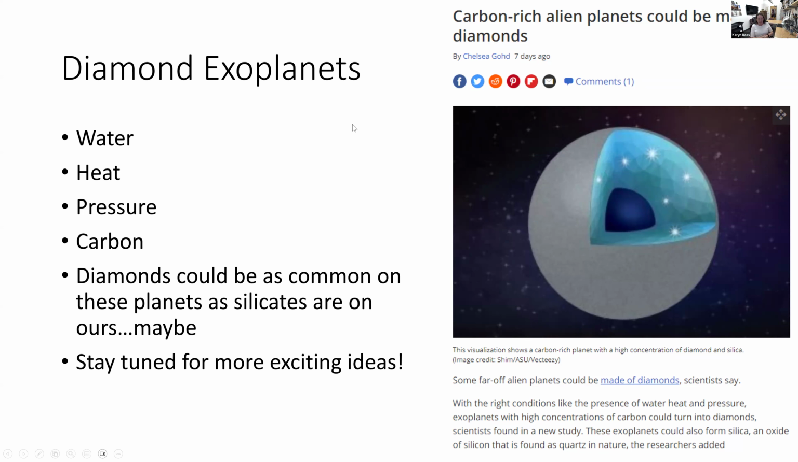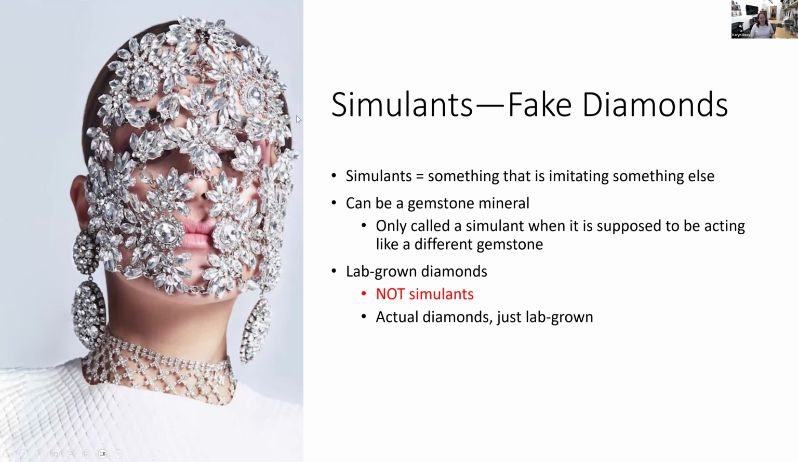So we've talked about diamonds, and we've talked about different types of diamonds, and how they can be formed, whether it's in our labs or in space or from a meteorite and stuff like that. Now let's talk about things that aren't diamonds, but are pretending to be diamonds. And these are called diamond simulants, okay? A diamond simulant, a simulant of any kind.